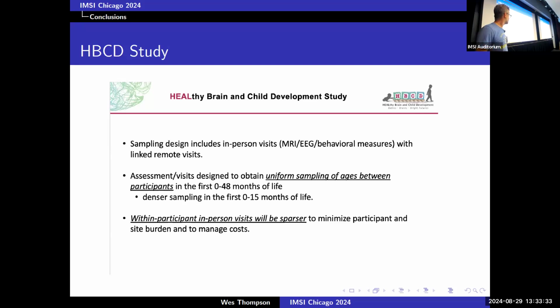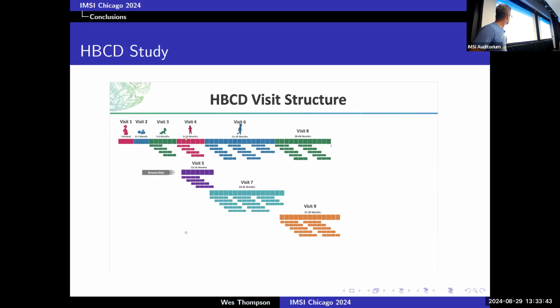The protocol includes MRI, EEG, behavioral measures, and other measures. If we take a look at the visit structure, visit 1 is prenatal. Visit 2 is the first postnatal visit, and that includes imaging. Visits 3, 4, 6, and 8 all include MRI. And from visit 3 onwards, we'll have paired EEG as well.